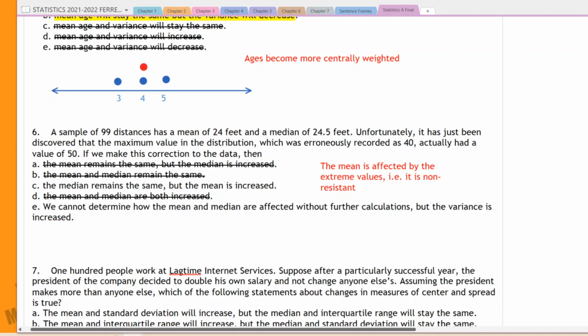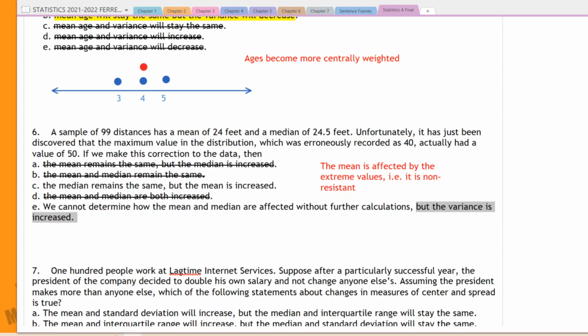The median remains the same. The mean is increased. And we should take a look at E. Letter E says we cannot determine how the mean and median are affected without further calculations, but the variance is increased. Now that sounds pretty good because the variance is going to increase. We are going to have more variation with this new data. However, we can calculate what happens to the mean, we can calculate what happened to the median for sure.